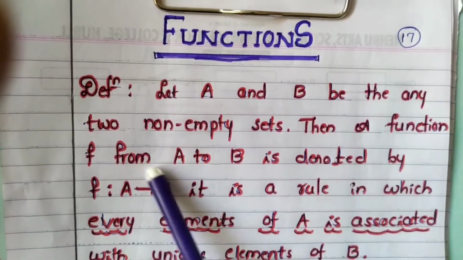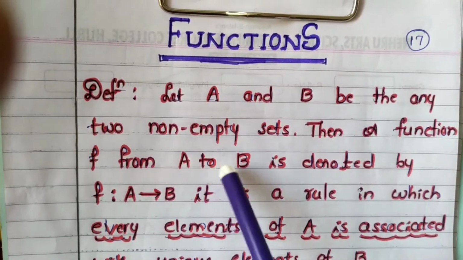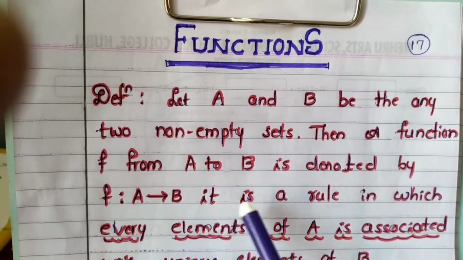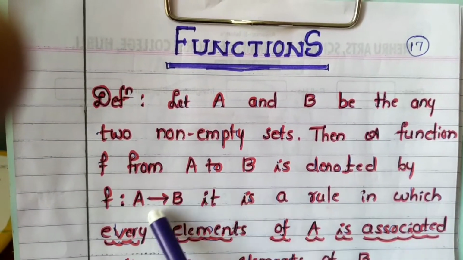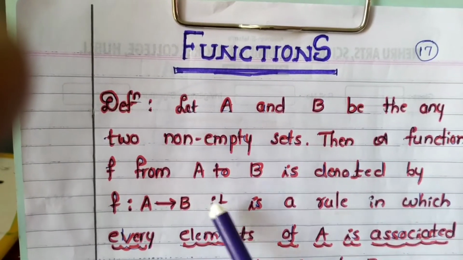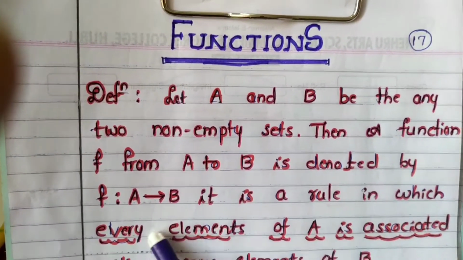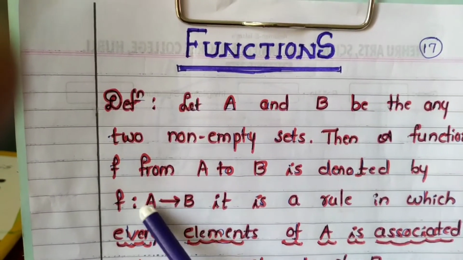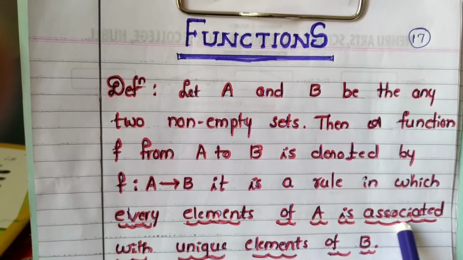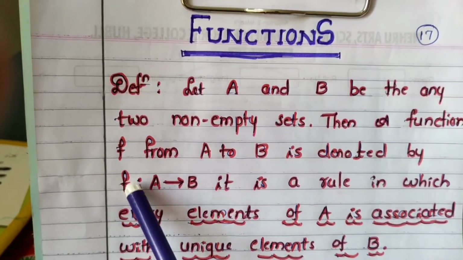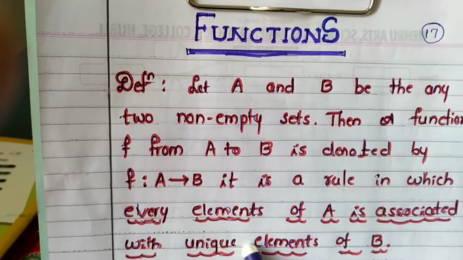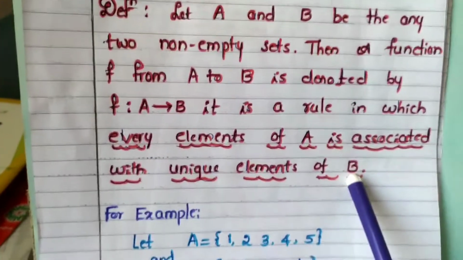Then a function f from A to B is denoted by f: A → B. It is a rule. Now the definition comes. f from A to B is denoted in this way, read as f from A to B. It is a rule in which every element of A is associated with some unique element of B. What is a function? A function f from A to B is a rule in which every element of A is associated with a unique element of B.